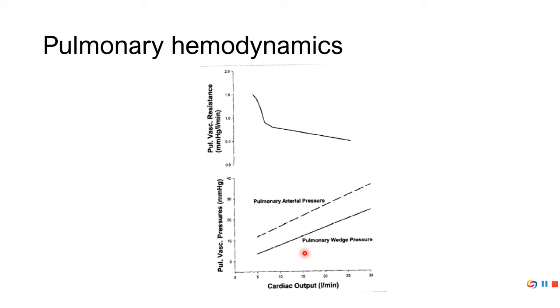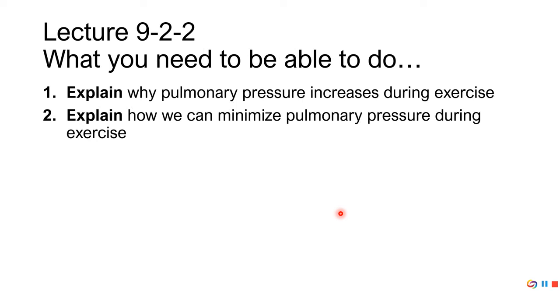and can't go any further. Okay, and so notice that even though this pressure is going up, the gradient, or the difference between the two, is staying the same. Okay, and so the pressure gradient remains constant, but because flow is increasing while we're keeping that pressure low, we're going to have low resistance as well. Okay, so that's it. That's all we need to do. So why does pulmonary pressure increase during exercise, and how can we minimize that pressure?